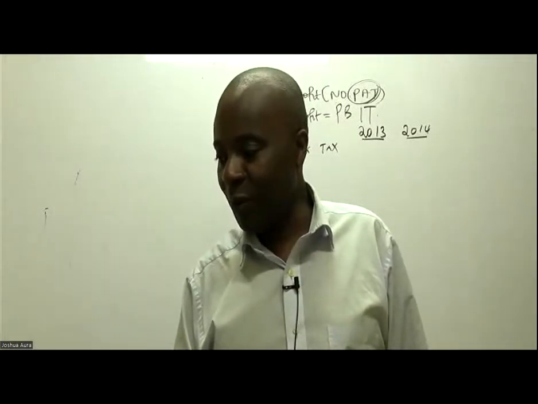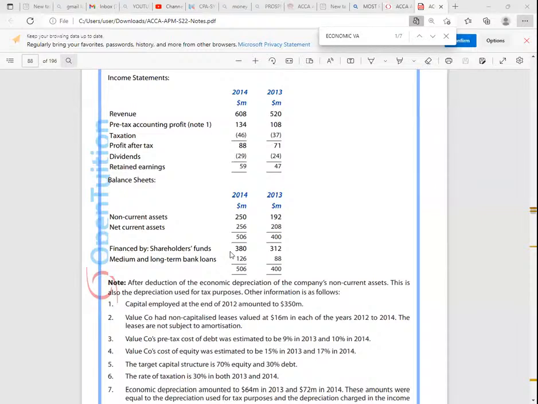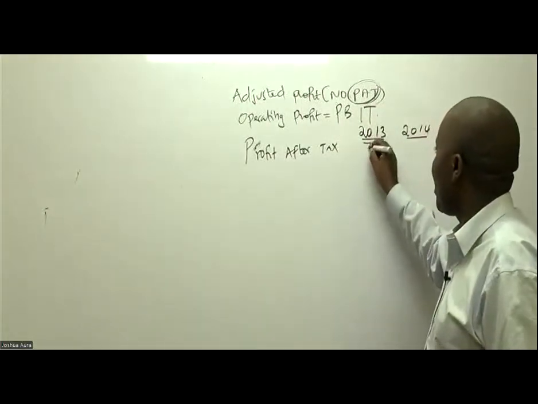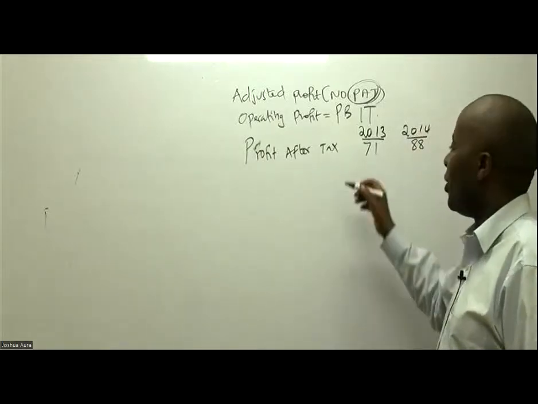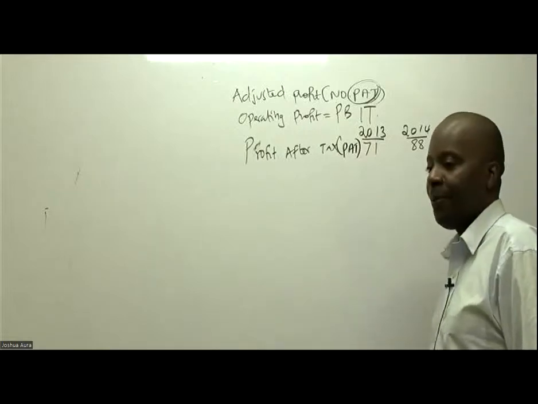Is there anybody who can see profit after tax in 2013? Oh, yes. I can see 2013 profit after tax is 71 versus 88. So we have here 71 versus 88 like that. That is profit after tax. This is our famous part.